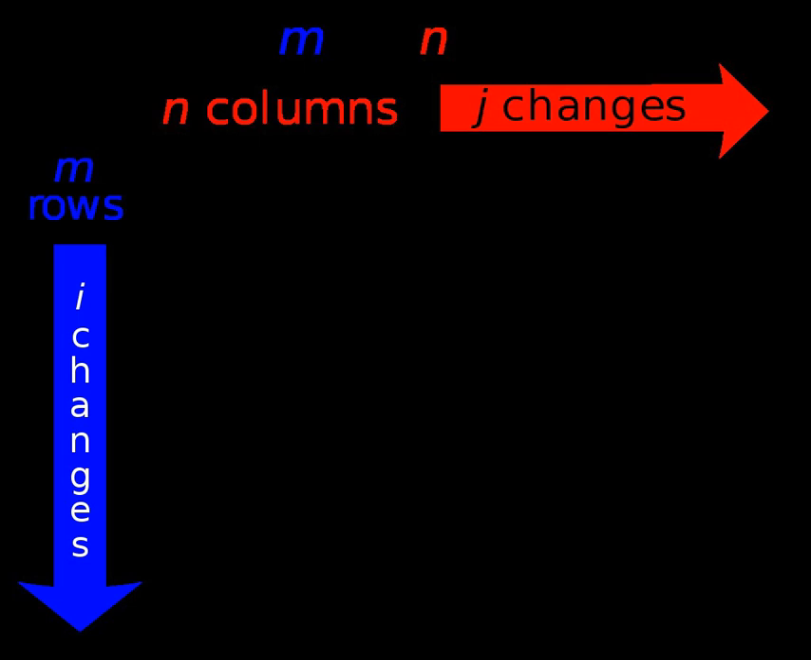tr(AB) = sum from i = 1 to m, sum from j = 1 to n of a_ij b_ji = tr(BA).